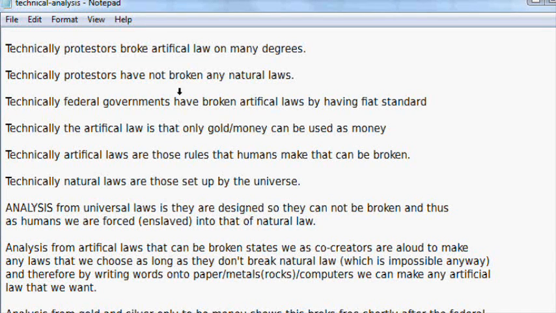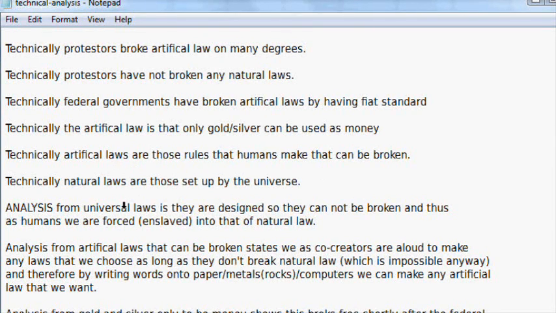Technically, federal governments have broken artificial laws by having fiat standard. Technically, the artificial law is that only gold and silver can be used as money. Gold and money, let's fix this. Gold and silver can only be used as money. Technically, artificial laws are those rules that humans make that can be broken. Technically, natural laws are those set up by the universe.